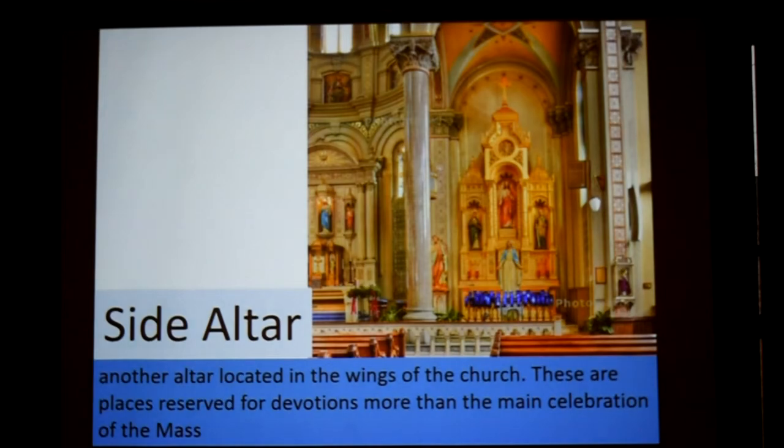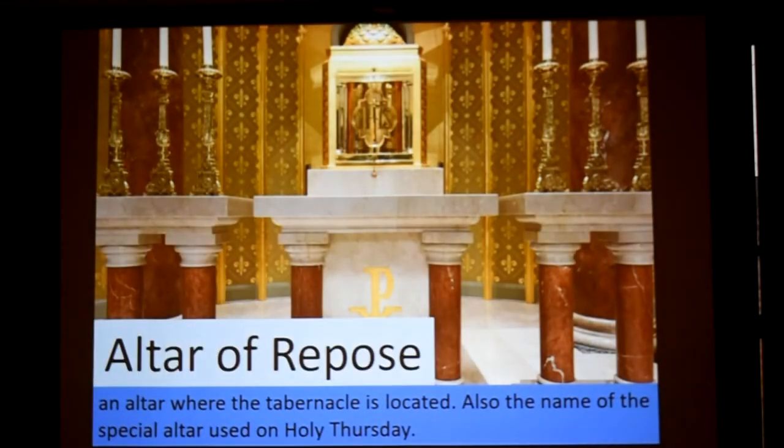And then there is another type of altar which is called an altar of repose, and this is a separate altar where the tabernacle is located. So at St. Germanus, it's directly behind the main altar, the altar of sacrifice. And for St. John's, it's kind of tucked off to the side where the tabernacle is located. It's also the name of the one that we set up here for Holy Thursday. That's called the altar of repose.